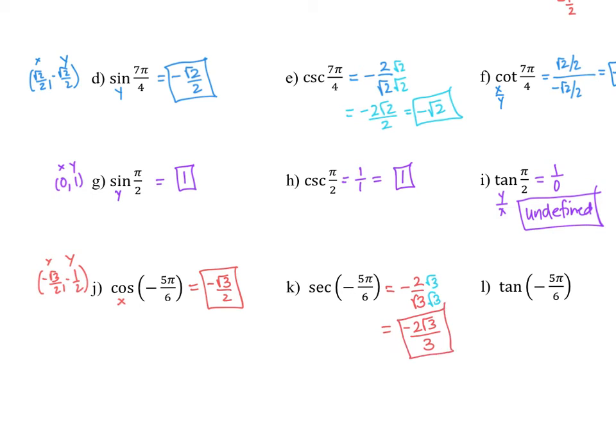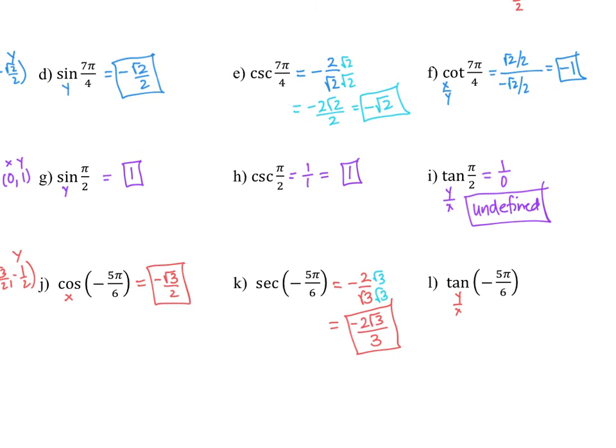Okay, and then tangent is y over x. So I get negative 1/2 over negative root 3 over 2. See, the 2's cancel, the negatives cancel, so I have 1 over root 3. But of course, I would not leave that radical at the bottom.